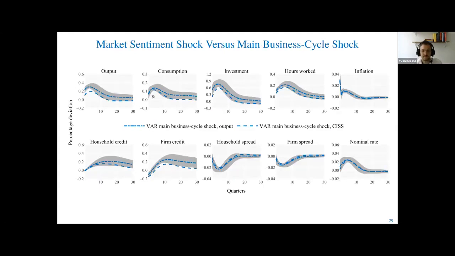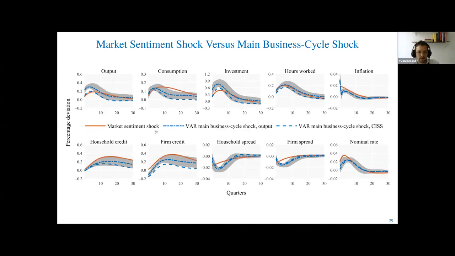We see that if you do that, the two shocks have virtually the same effect. So the main business cycle shock identified by targeting output is indistinguishable from the one targeting the financial stress index. This comes from the VAR, so it has nothing to do with the DSGE. And now we compare that with our market sentiment shock that comes from the DSGE.